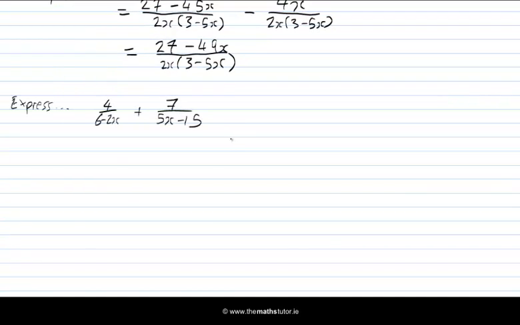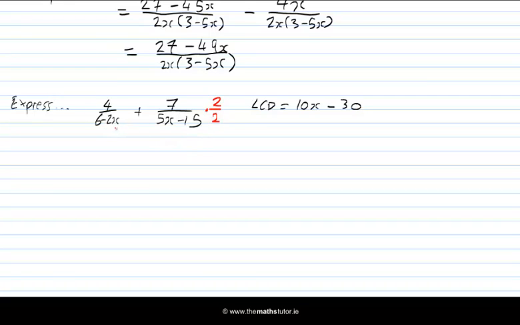With this example, you may be ready to start multiplying things by 5x minus 15 and 6 minus 2x, but actually if you look quite closely, you may be able to see that the LCD is 10x minus 30. To turn this 5x minus 15 into 10x minus 30, all we have to do is multiply it by 2, which means we have to multiply the 7 by 2 as well.